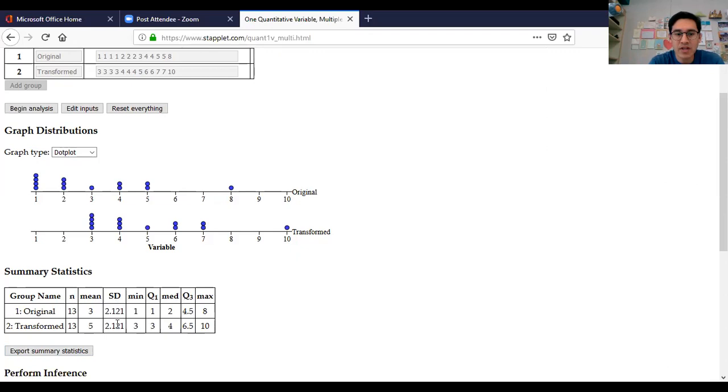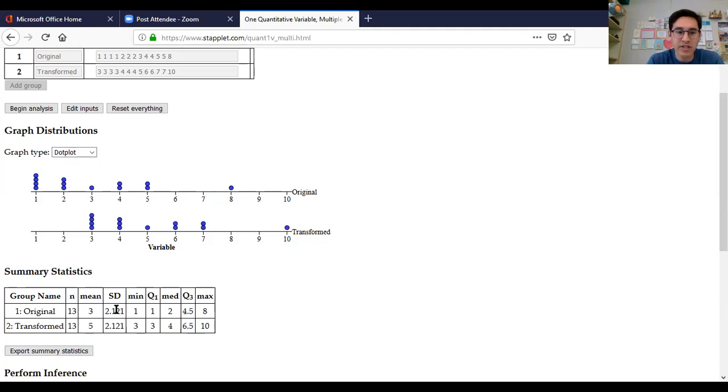But look at that standard deviation. It's the exact same, because the points of the transformed scores are not more spread out, nor are they less spread out. They have the exact same spread. They've just been moved or shifted over. So our measures of variability, our measures of spread, stay the same.